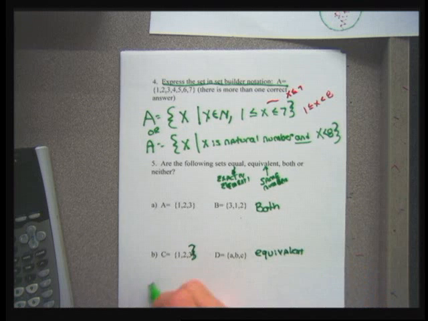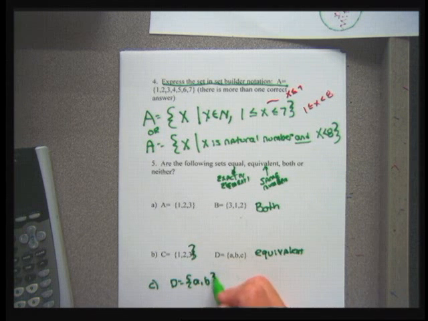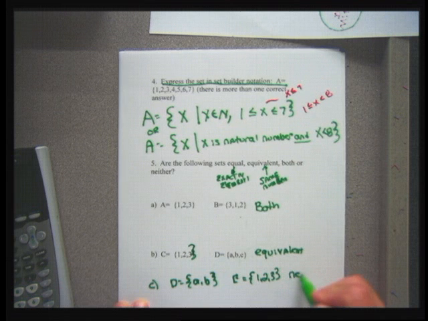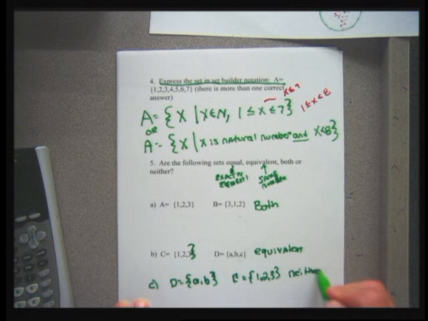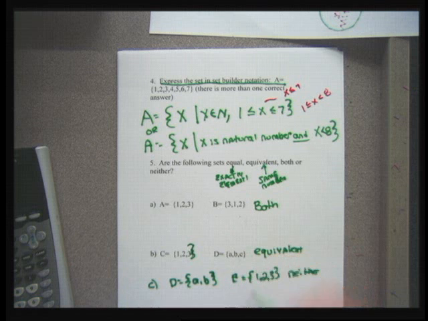I probably should have added a part C, but I didn't. In doing 2 sets that are neither, I could have a set D that has the contents A and B, and a set E that has the contents 1, 2, and 3. And this would be an example of sets that are neither equal nor equivalent. So you need to be aware that it's possible that sets are neither. These 2 sets, D and E, which isn't even a problem on the review, but I made it just so you'd be aware of it.